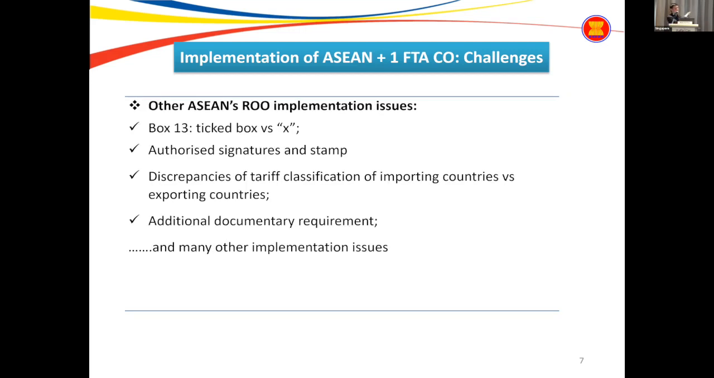And there are also some one-off issues, very funny ones like this. Box 13 in the CO form, you need to tick it, but if you put an X, they reject it because it is not a tick. I mean, this was a one-off issue, but it happens in practice. In the real world, it happens. That's why we always call for flexibility from customs officers. Don't reject the CO form just for one thing; check it and do a verification check.